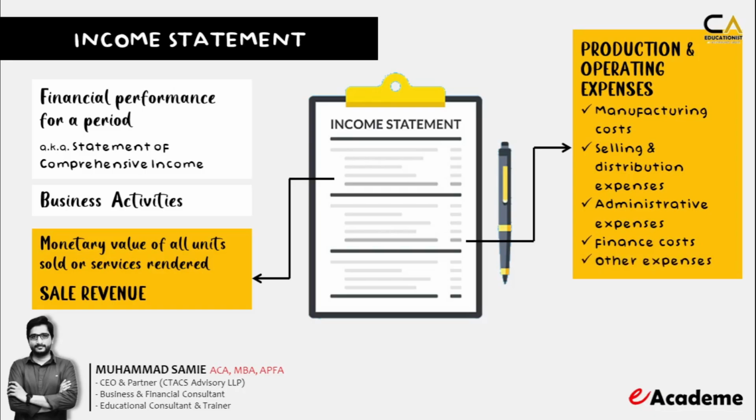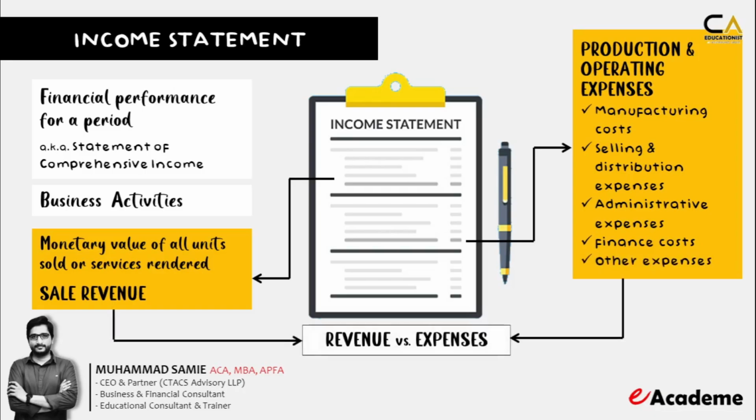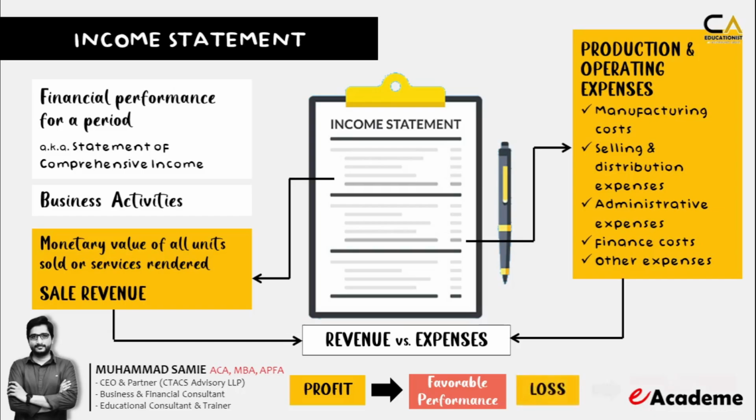It then compares the revenues with expenses and computes whether the business earned profit or incurred losses from its operations during the period. Profit is an indicator of favorable performance and reflects that the business has earned money over and above its operational expenses and generated surplus. On the other hand, loss is an indicator of adverse performance and reflects that the business has not even been able to recover its operational expenses and resulted in a financial deficit.